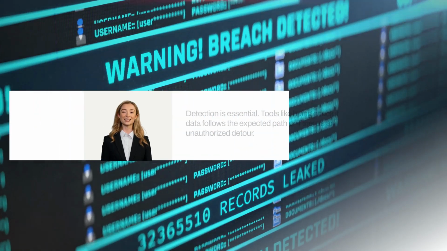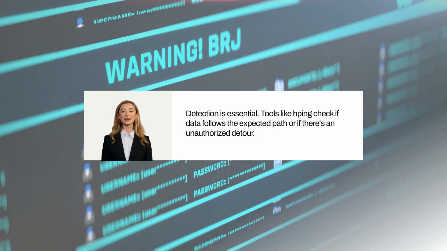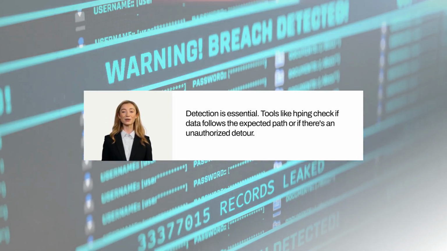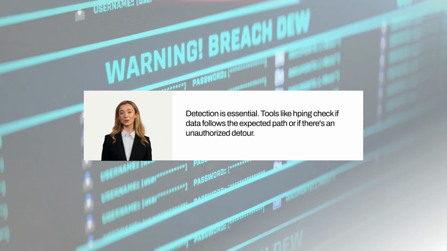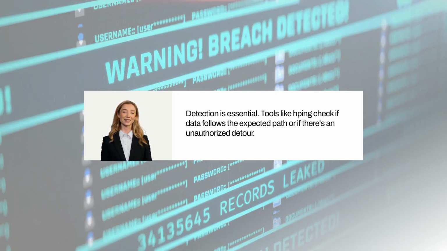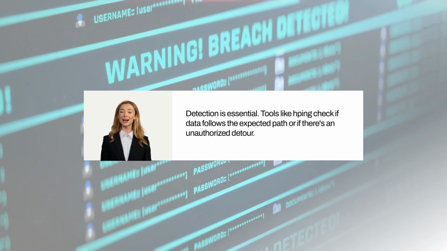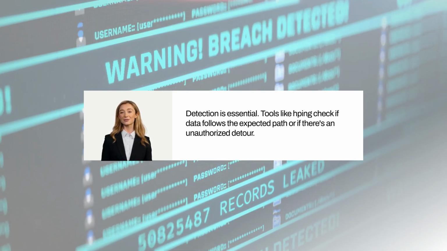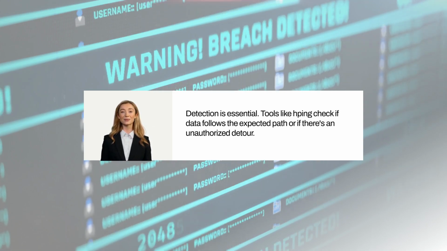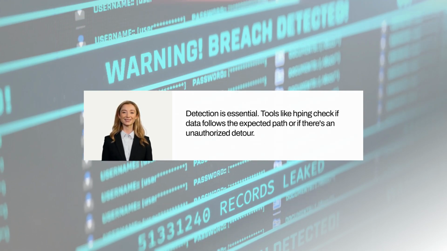Detection can be tricky but is essential. Tools like HPing allow for network probing to check if your data is taking the expected path or if there's an unauthorized detour. If network performance suddenly drops or routes seem longer, these could be signs of an attack. Network monitoring tools should be set up to alert on unusual patterns or anomalies in traffic flow or path length, providing you the chance to investigate and respond promptly, turning potential threats into opportunities to strengthen your network's defenses.